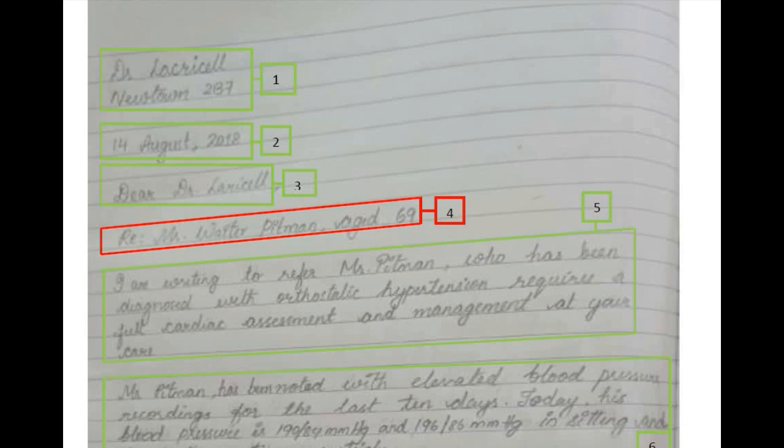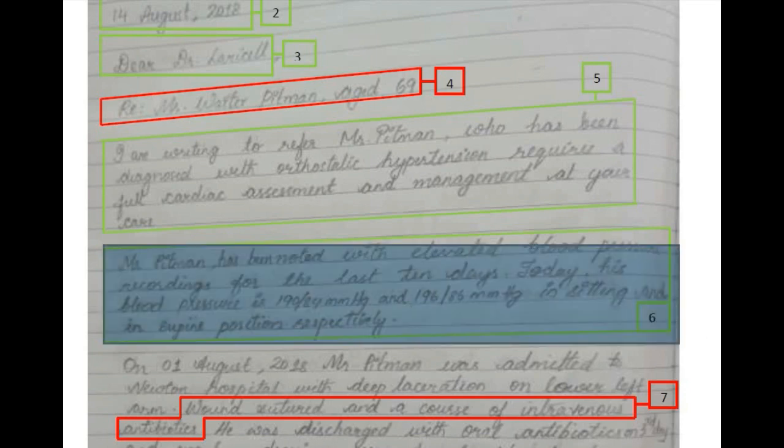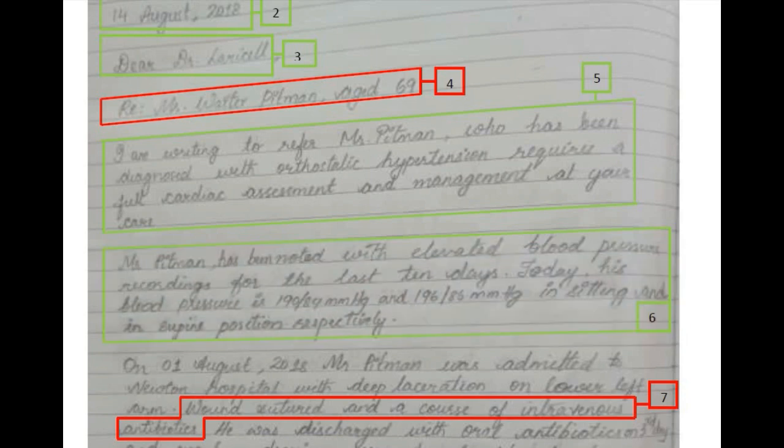Moving to the introduction paragraph, "I am writing to refer Mr. Pittman, who has been diagnosed with orthostatic hypertension, requires a full cardiac assessment and management at your care," which is perfectly written as it says about the condition of the patient and what the patient requires. Moving to the second paragraph, "Mr. Pittman has been noted with elevated blood pressure recordings for the last 10 days. Today his blood pressure is 190/89 mmHg and 196/86 mmHg in sitting and in supine position respectively," which is also a perfect explanation.